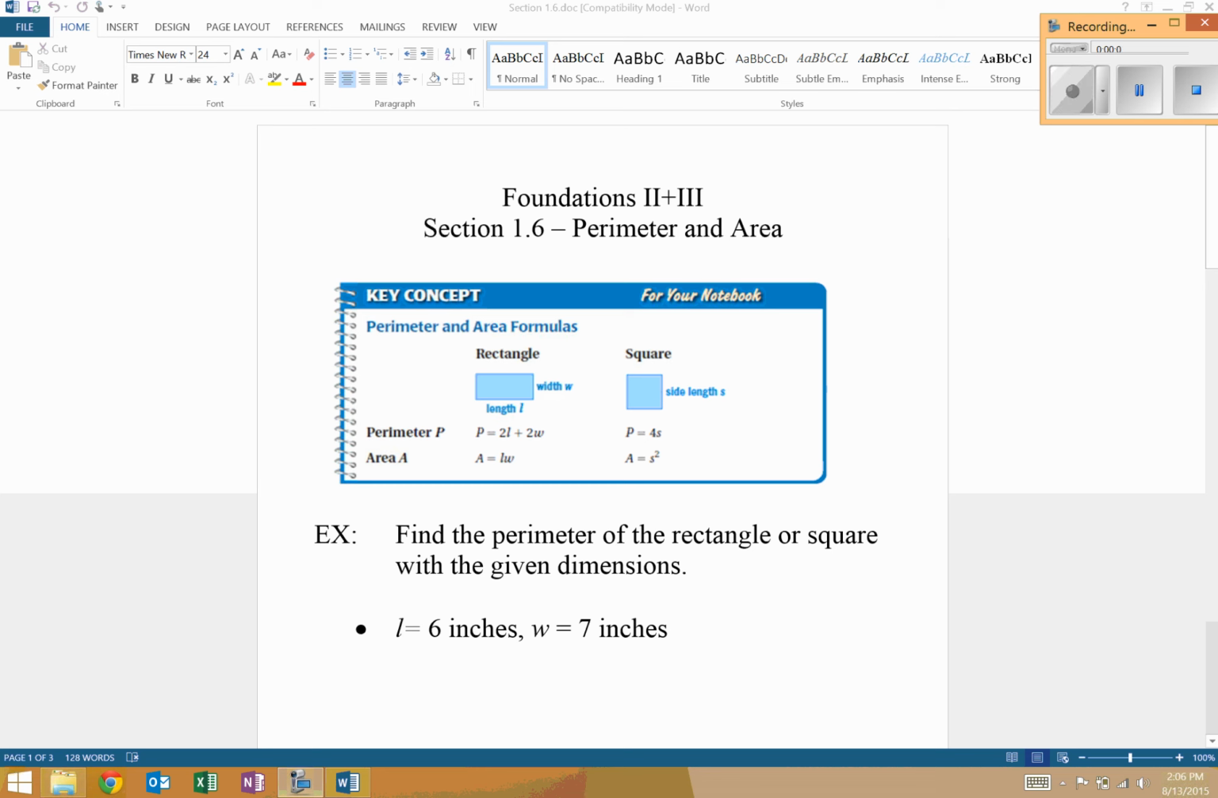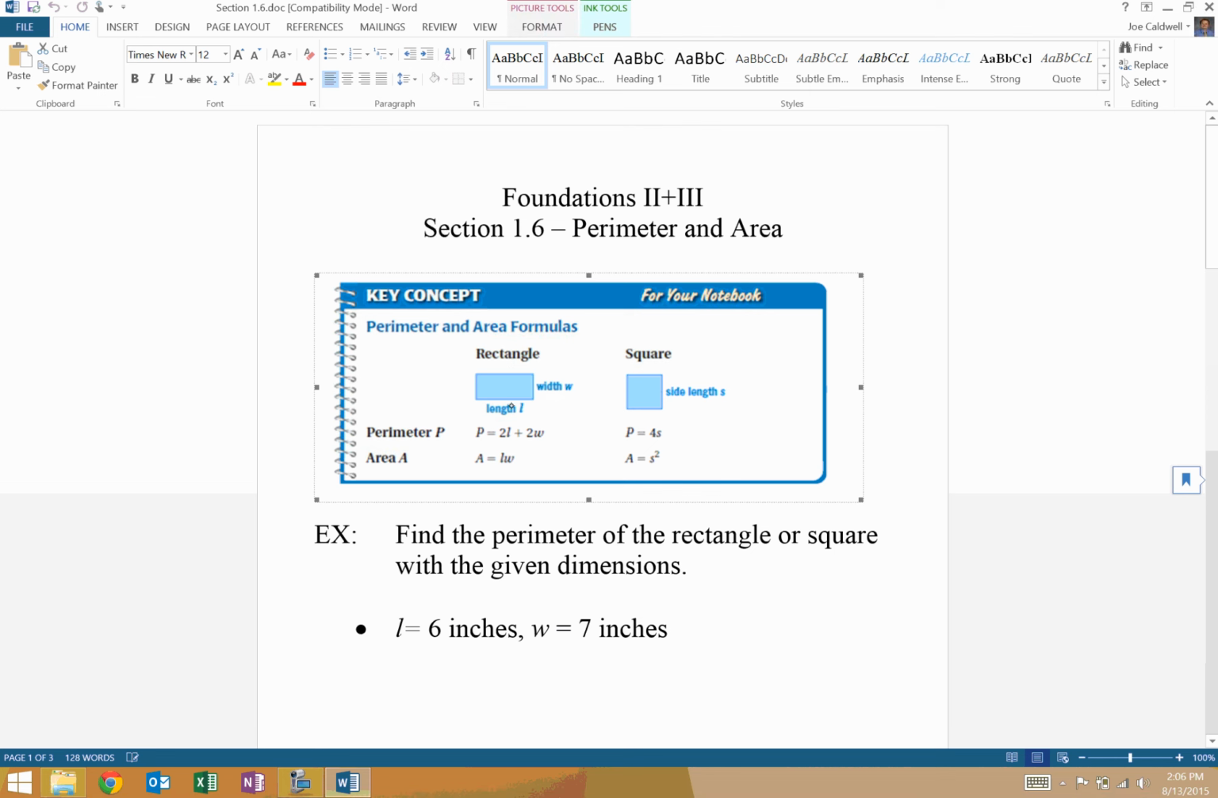All right, we have a section about perimeter and area. We have a couple of formulas that we're going to need to learn. For perimeter, depending on the shape, the perimeter formula is 2 times the length plus 2 times the width. The reason those 2's are in there is because there's 2 lengths that are the same, there's 2 widths that are the same, and we're going to add them together to find out how far it is all the way around.